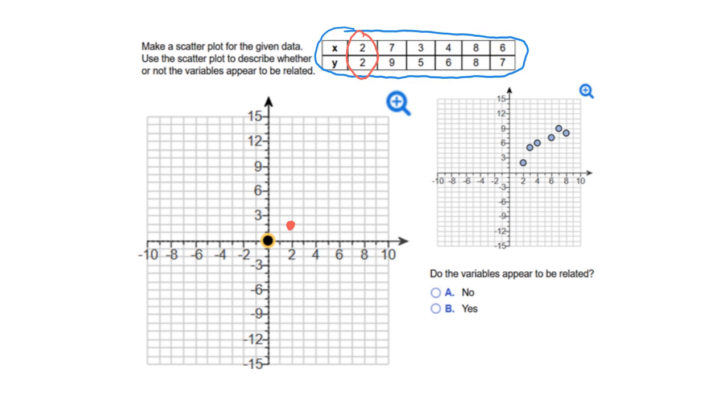The next ordered pair is 7, 9. So I start at the origin again, go to the right 7 units, and then I go up to 9, and I place my dot. And then the next one we have is 3, 5. Start at the origin, 3 units to the right, 5 units up. So we're just going to go through each one of these and place the appropriate point on each one. I'm going to do 8, 8 next, and then 6, 7.